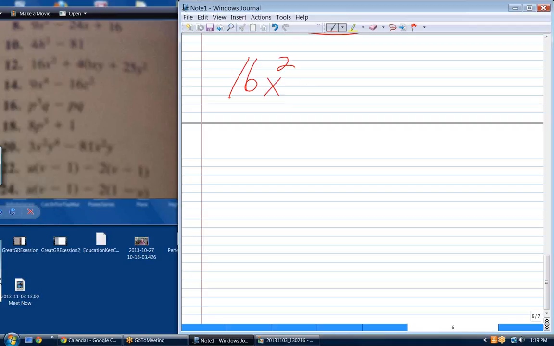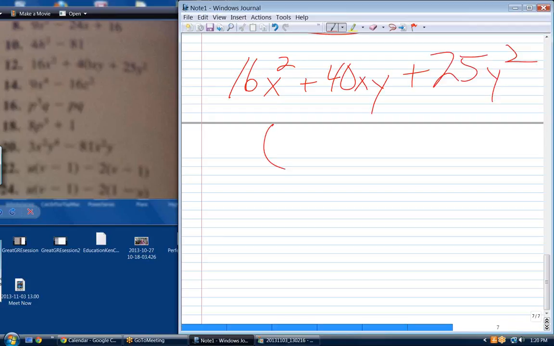16, what is the middle term? Plus 40xy plus 25y squared. Yep. So you got 4x. Both signs are positive. And then a factor of 5, and then 5y. And yes, that works. Okay.